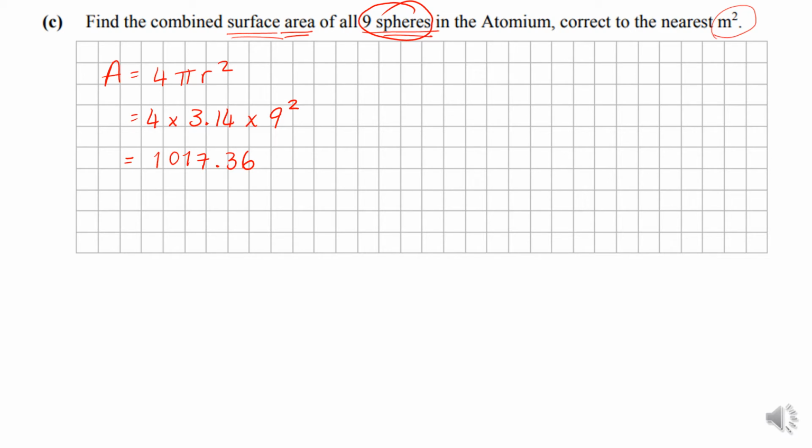Now we might forget and think we're finished there, but we have 9 spheres, so we'll need to multiply that by 9. 1017.36 multiplied by 9, and so I get 9,156.24 is the answer, but we're asked to give it correct to the nearest meter squared, which is the nearest whole number. 0.24 is less than halfway, so we'll give our answer as 9156 meters squared.